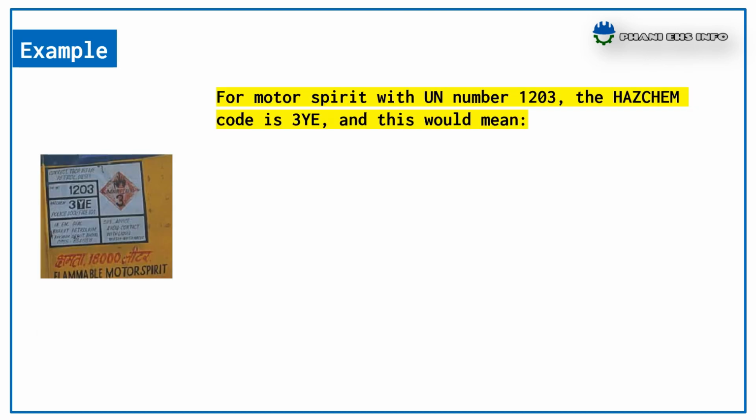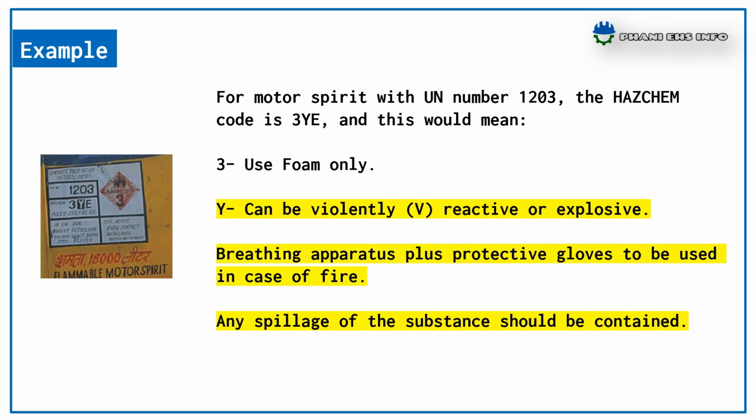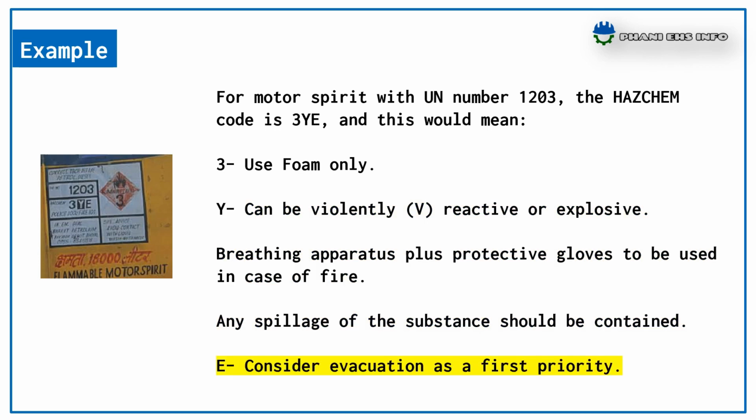Let me explain with one example. For motor spirit with UN number 1203, the HAZCAM code is 3YE, and this would mean: 3 means use foam only; Y means can be violently reactive or explosive, breathing apparatus plus protective clothes to be used in case of fire; any spillage of the substance should be contained; and E means consider evacuation as first priority.